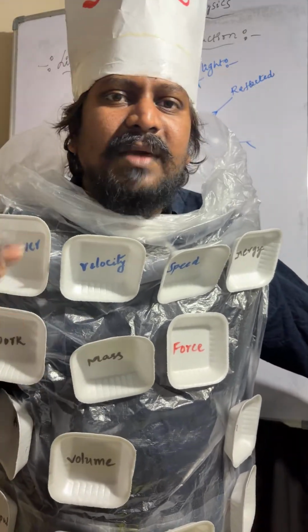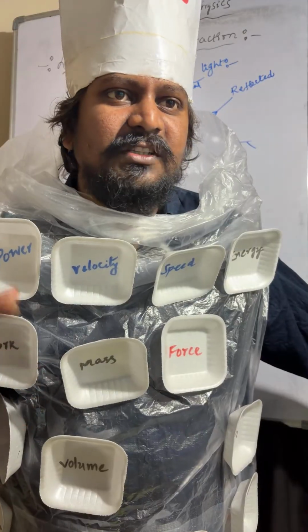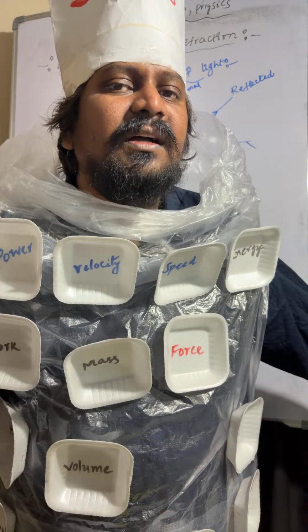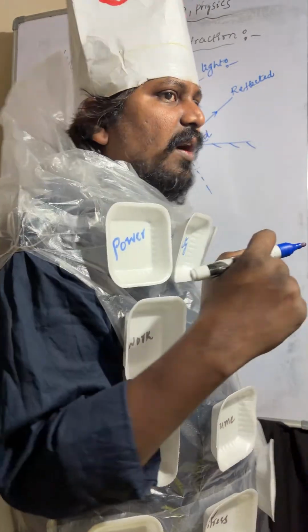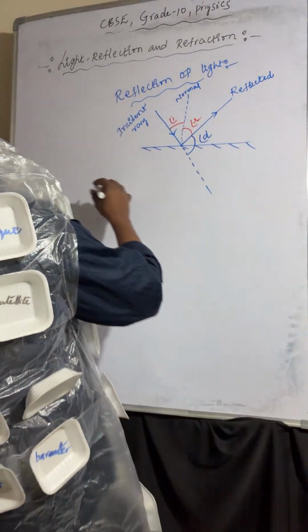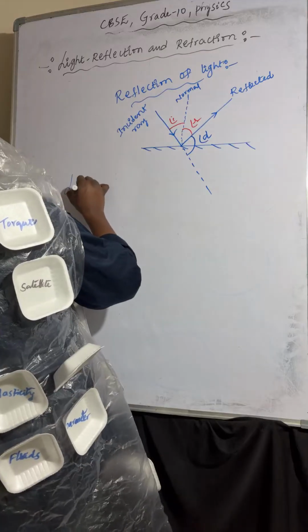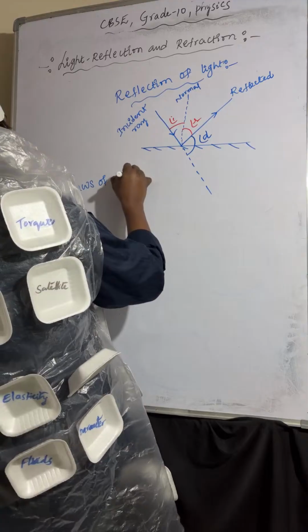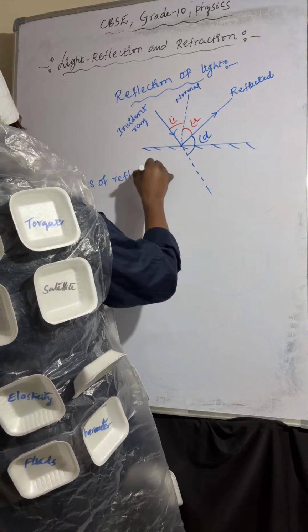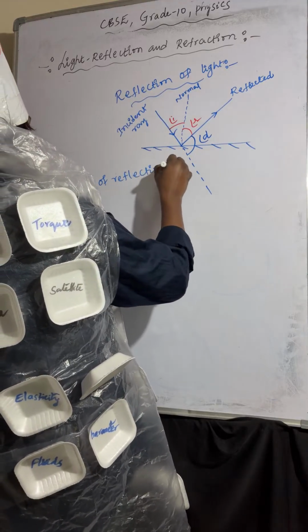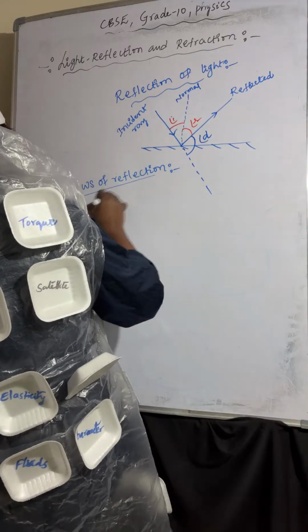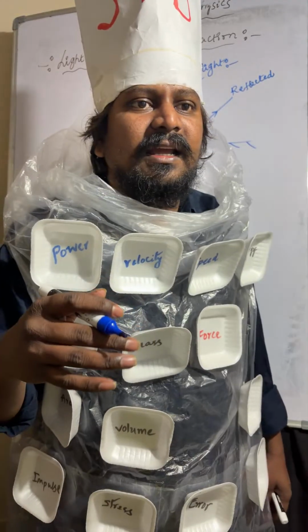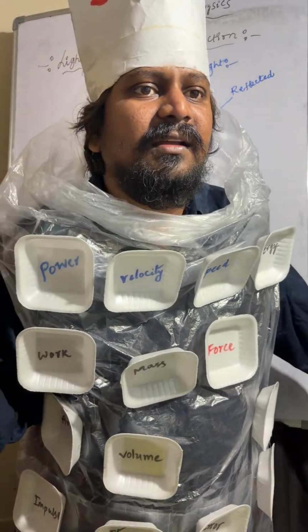The bouncing back of the light from the reflecting surface is called reflection of light. Coming to the laws of reflection. Laws of reflection. Point number 1: incident ray, reflected ray.